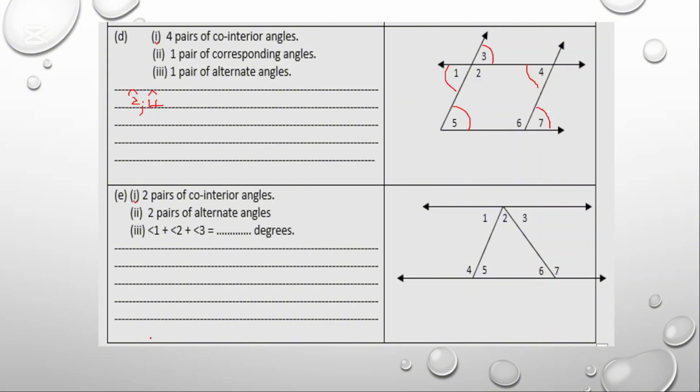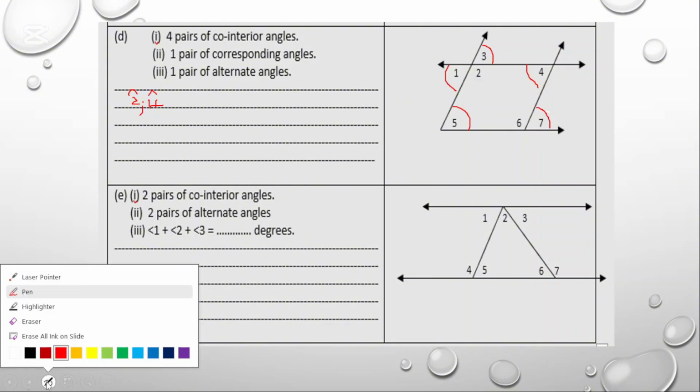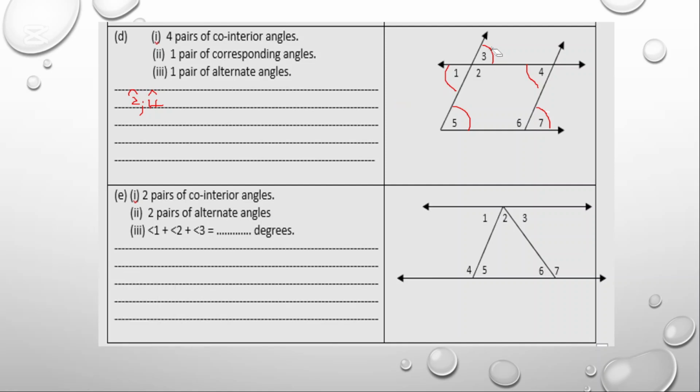Right, so we continue. Let me just clean this for you. Okay, so the last one of this D, write down one pair of alternate angles. Alternate angles, opposite sides of the transversal, both interior or both exterior. Do you see them?